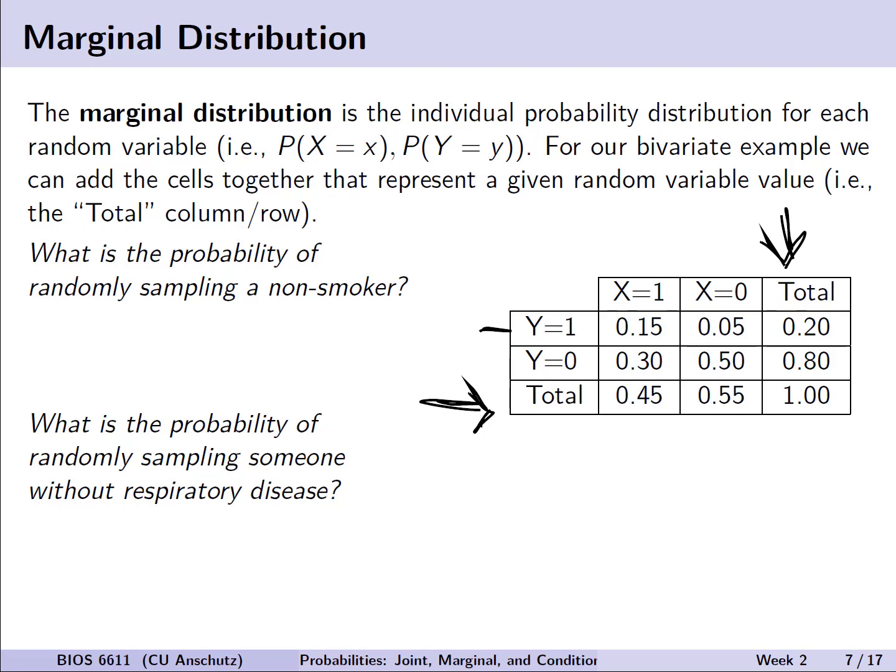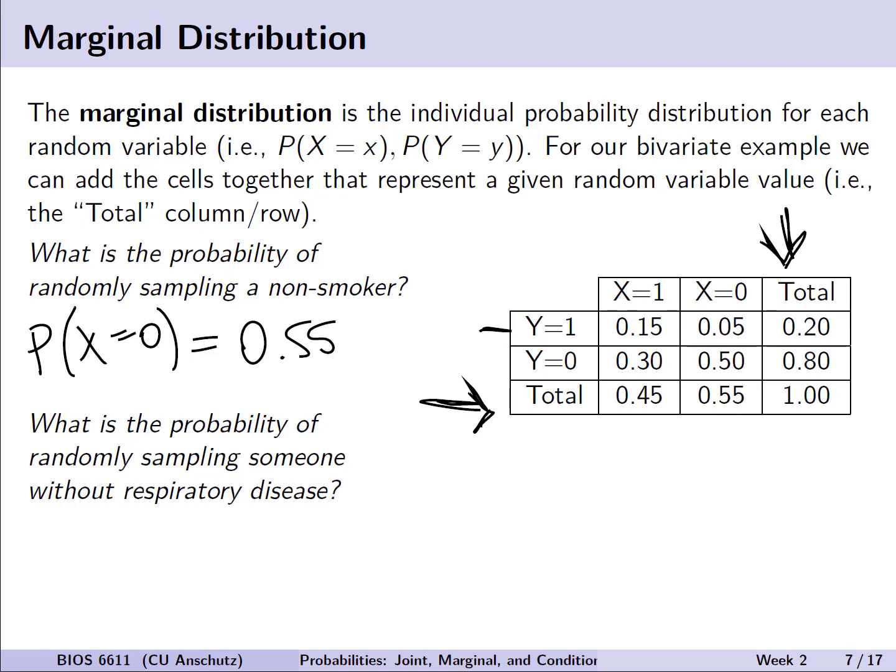Okay, so let's take a look first at what is the probability of randomly sampling a non-smoker. In our formal notation, we might say probability of x equals 0. And so if this did, let's say, represent the true population, we could go over to our table and look at this and say, oh, it looks like 55% or 0.55 here are people who are non-smokers.